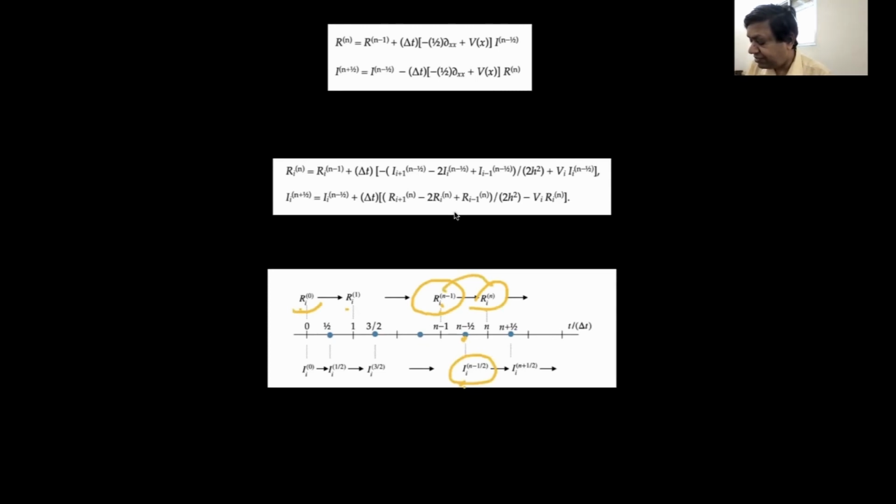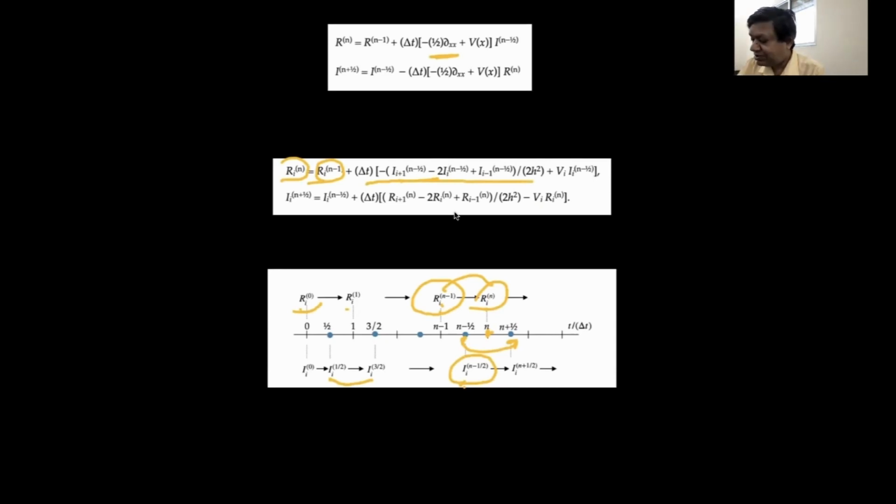Now for the imaginary part, I go from here to here with the real part computed at the intermediate point. Okay, so this is what is written here: R at n minus 1, and this is the second derivative in x. So we just compute the imaginary part at the midpoint. Okay, it's a midpoint method, or you can call it the leapfrog method.